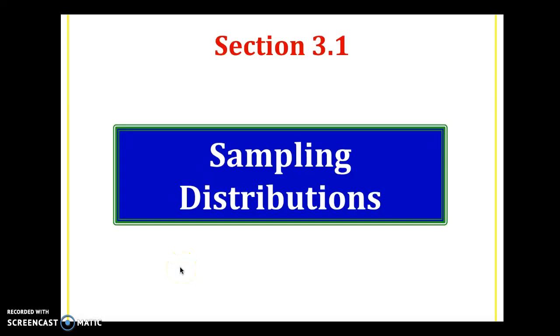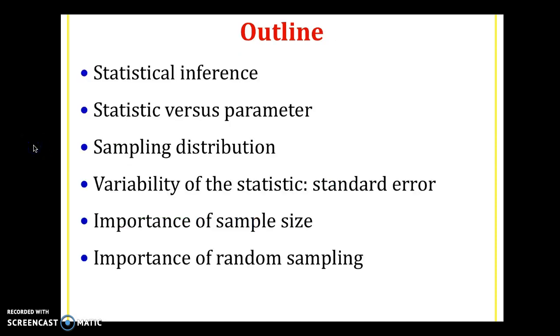Hello, in this next series of videos, I want to go over material from section 3.1 from the textbook. 3.1 is about sampling distributions. What we're going to go over is statistical inference, which we've been talking about all semester, looking at a statistic versus a parameter, sampling distribution, variability of the statistic, which we call a standard error, the importance of sample size, and the importance of random sampling. I'm hoping to do a couple of these videos, so this would be part one, and let's keep going.